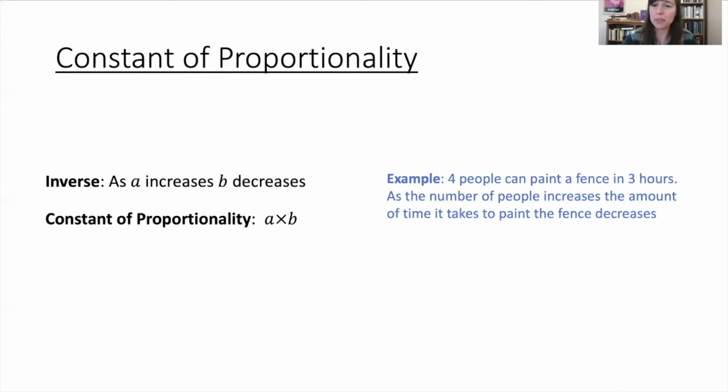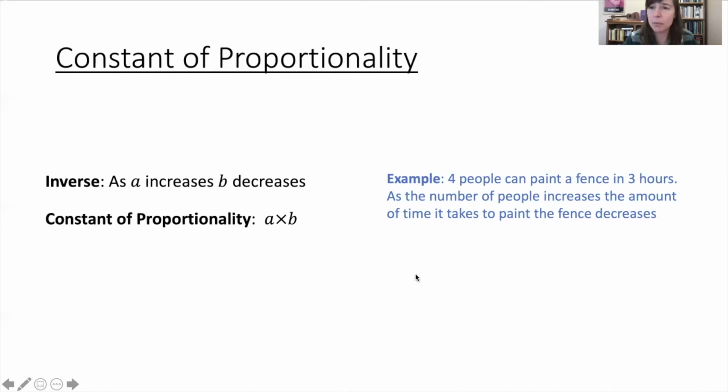Suppose 4 people can paint a fence in 3 hours. And it does seem like we're in a case of proportionality. The more people you have, the less time it takes. If you want to have something done in less time, you need more people. So as the number of people increases, the amount of time it takes to paint the fence decreases. So this is our proportionality setup.